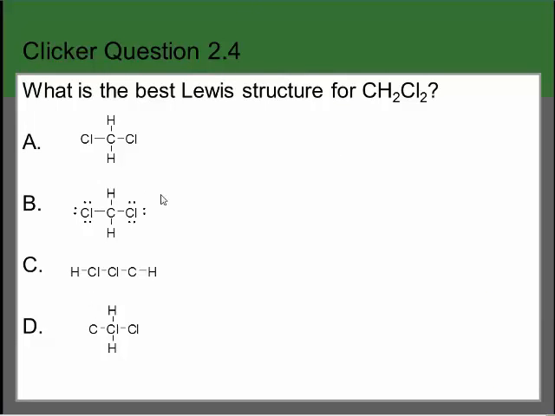Okay, so clicker question 2.4, what is the best Lewis structure for CH2Cl2? Here's a little more tricky. You need to decide which is the central atom. We've already seen examples of molecules with all these 3 types of atoms here, so you should be able to choose what the central atom is. And don't forget to distribute all the lone pairs appropriately. Okay, so what is the best Lewis structure for CH2Cl2?